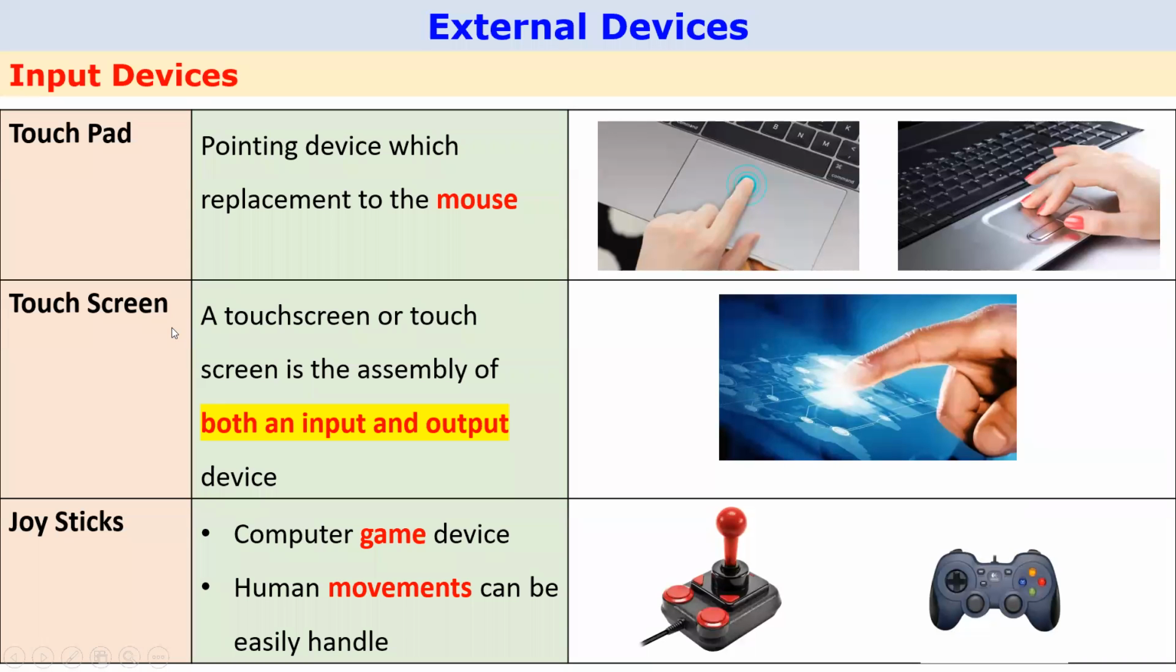Touch screen. Normally a touch screen is available with your smartphone. That's a device capable of doing both input and output operations. A touch screen is able to do input and output operations. That's one specific feature of the touch screen. Right? It's considered an output device as well as an input device.